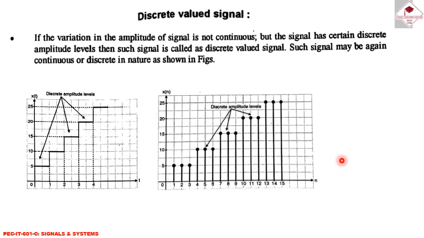Next is discrete valued signal. If the variation of the amplitude of the signal is not continuous, but the signal has certain discrete amplitude levels, then such a signal is called a discrete valued signal, and such signals may again be continuous or discrete in nature, as shown in the figure.